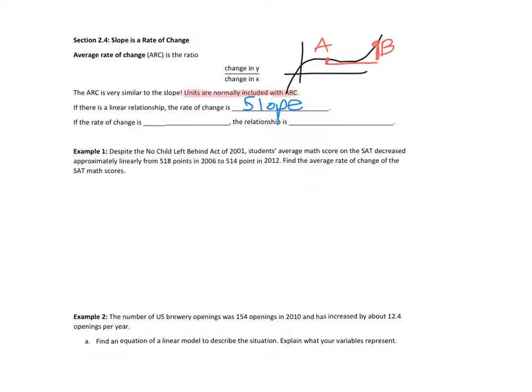And if the rate of change is constant, then the relationship is linear. All right, so constant rate of change would give us a straight line.